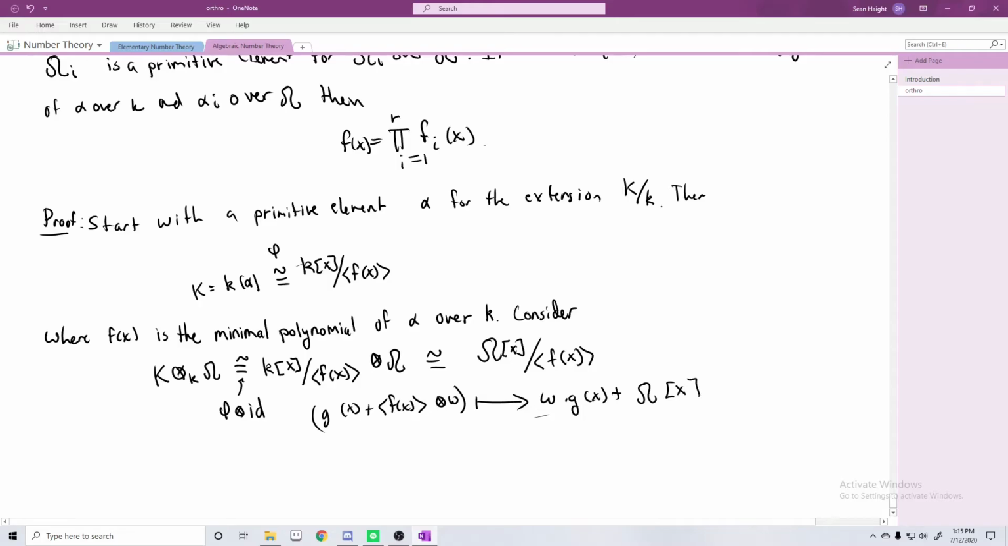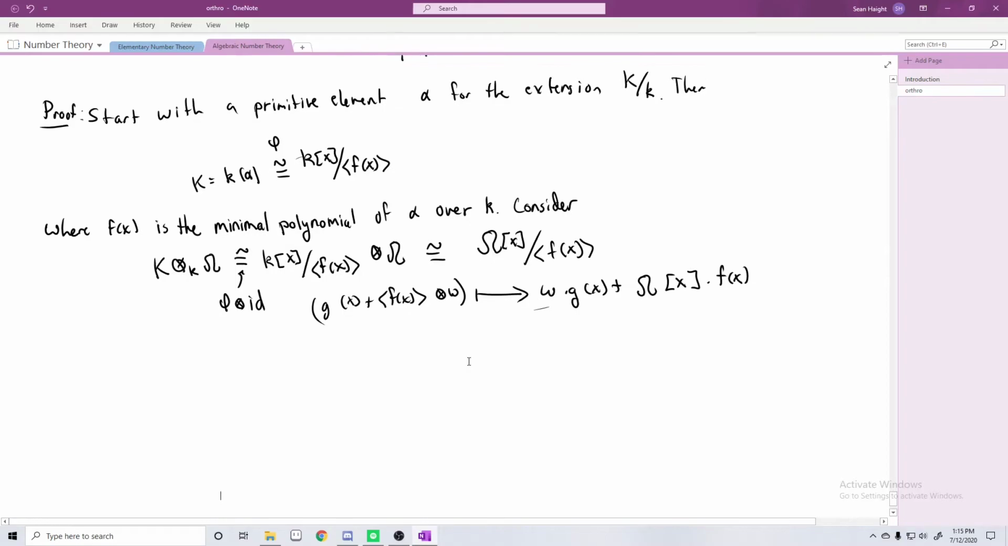Yeah, in general, it's really hard to check that a map out of a tensor product is injective. So when you're trying to show you have an isomorphism between a tensor product and some other module, it's really helpful to define an inverse going the opposite way generally.